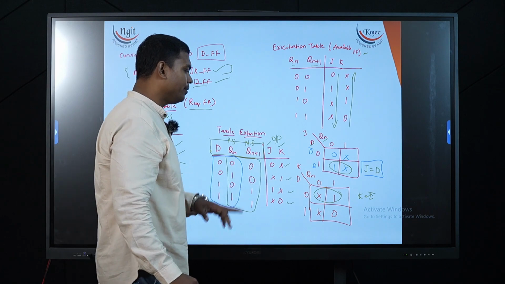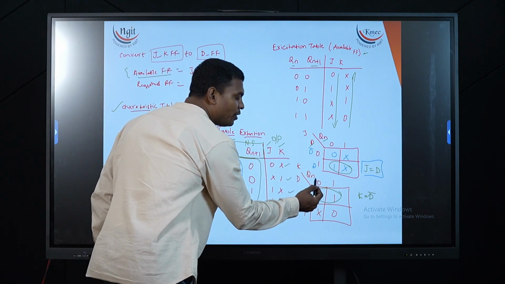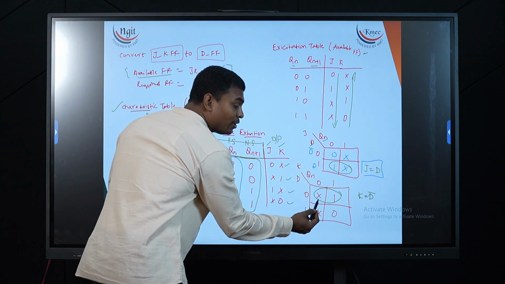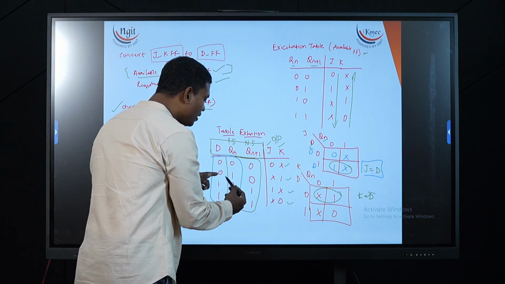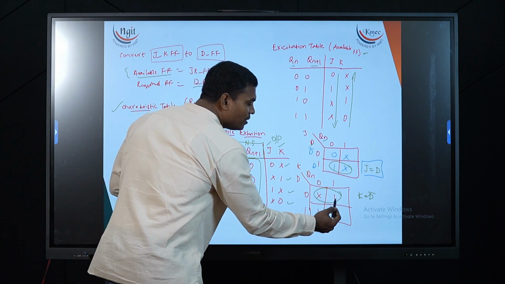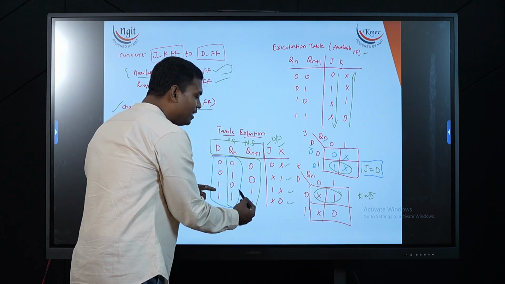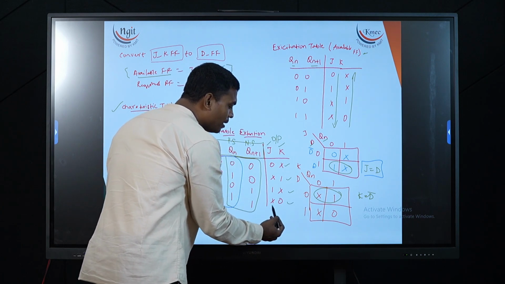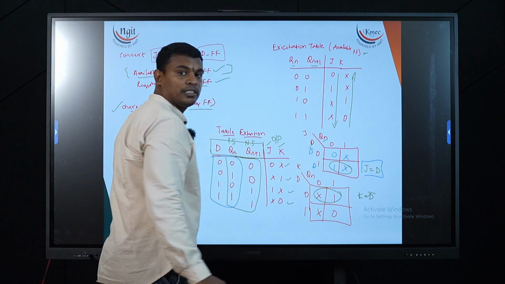Now coming to K. For K I have taken D and Qn, 0 1 0 1. The 0 0 value is don't care, so I have marked don't care here. 0 and 1 is 1, I have marked 1 here. 1 and 0 is don't care, I have marked don't care here. 1 and 1 is 0, so I have marked 0 here.